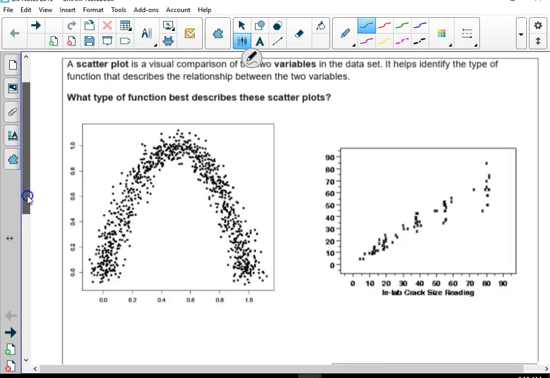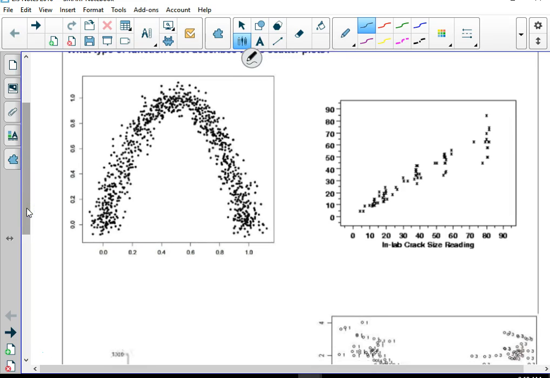So if you saw this data, even though it's not a line, what shape does that look most like? A quadratic, right? If you kind of sketch a line in there. Okay, so it's quadratic.